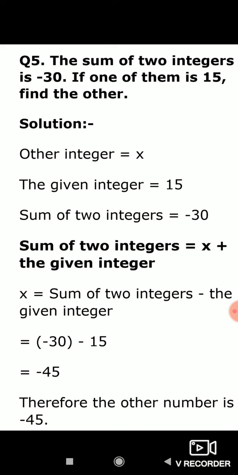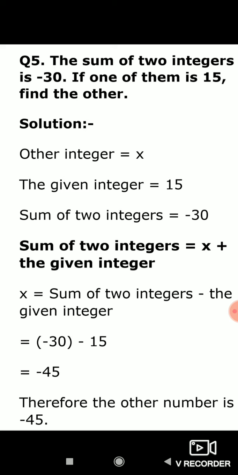Now in the fifth question, the sum of two integers is given, that is minus 30. If one of them is 15, we have to find the other. So let the other integer be x. The given integer is 15 and the sum of two integers is minus 30. Now we know that sum of two integers is equal to x plus the given integer. So the value of x can be determined by subtracting the given integer from the sum of two integers.